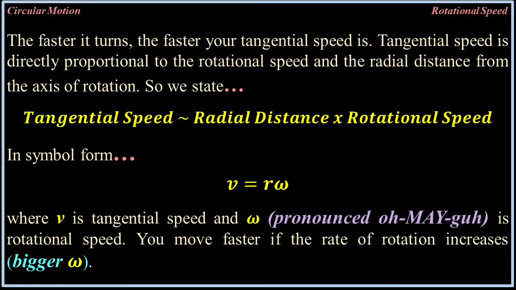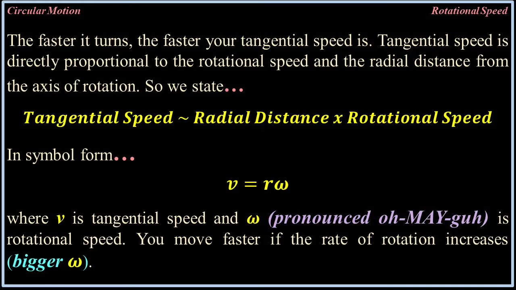The faster it turns, the faster your tangential speed is. Tangential speed is directly proportional to the rotational speed and the radial distance from the axis of rotation. So we state tangential speed is proportional to radial distance times rotational speed. In symbol form, v equals r omega, where v is tangential speed and omega is rotational speed.